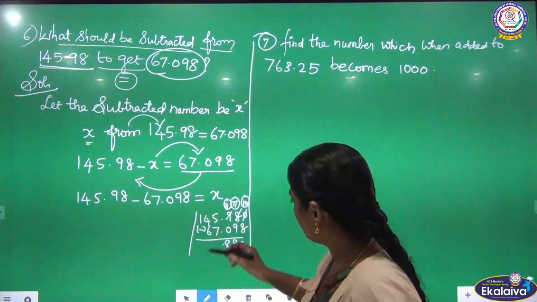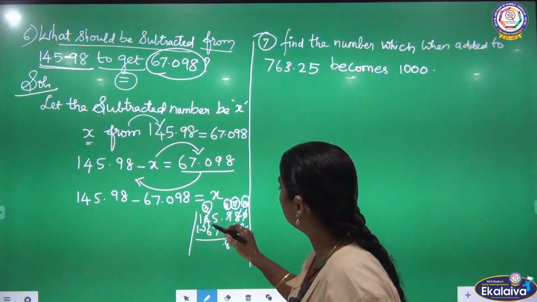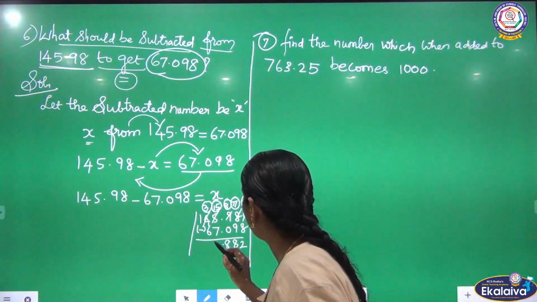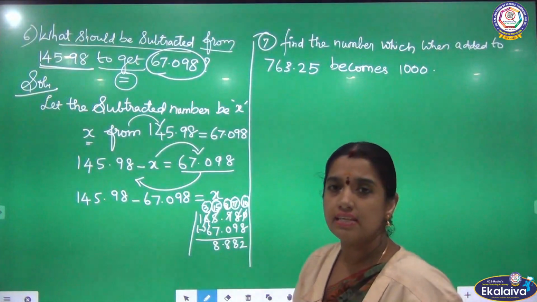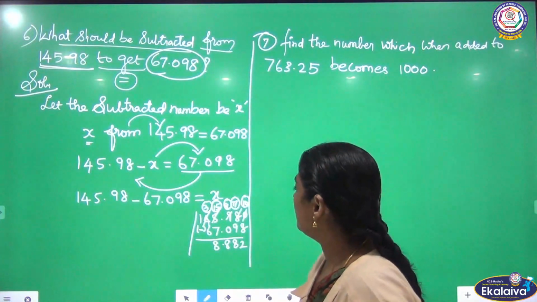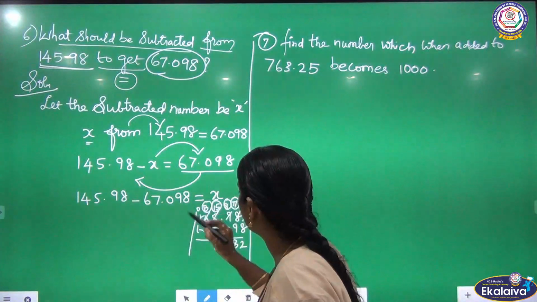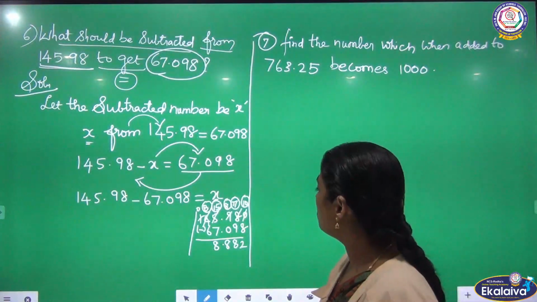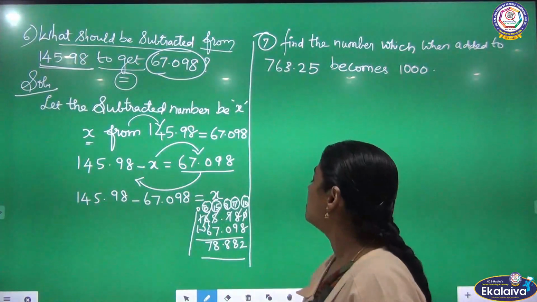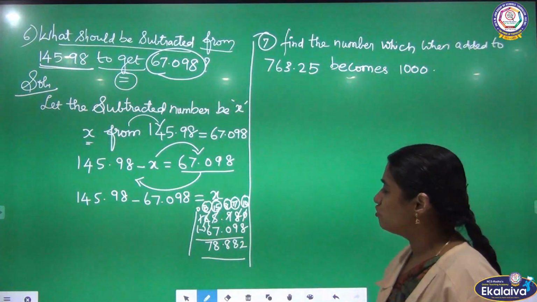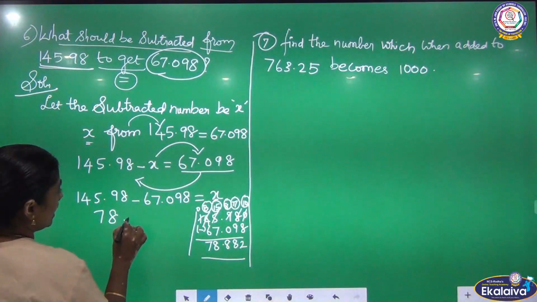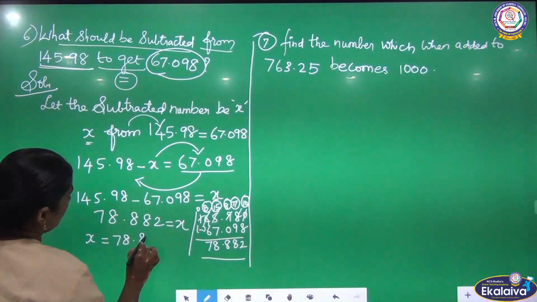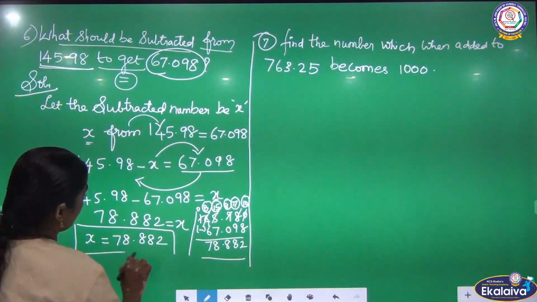Next, 5 minus 7. So borrow from here. 4 is giving, so it becomes 3 and 5 becomes 15. 15 minus 7 is 8. Now 3 minus 6, it's not possible. So borrow from here, this becomes 13. So 13 minus 6 is 7. So that is 78.882. See this number, 78.882 is equal to your x. So x is equal to 78.882. I found out the subtracted number.